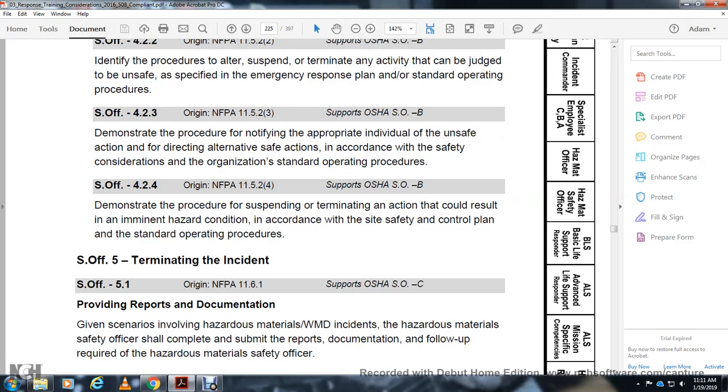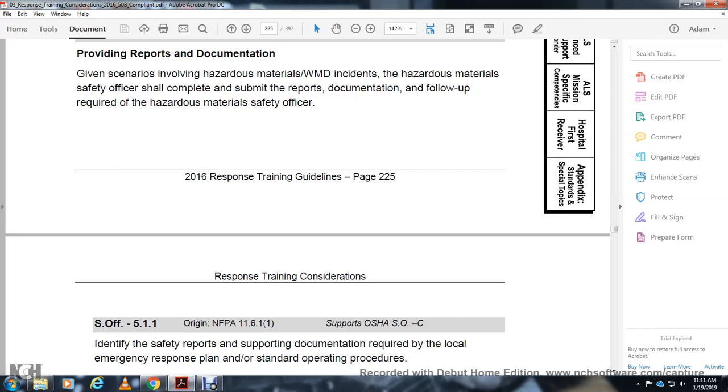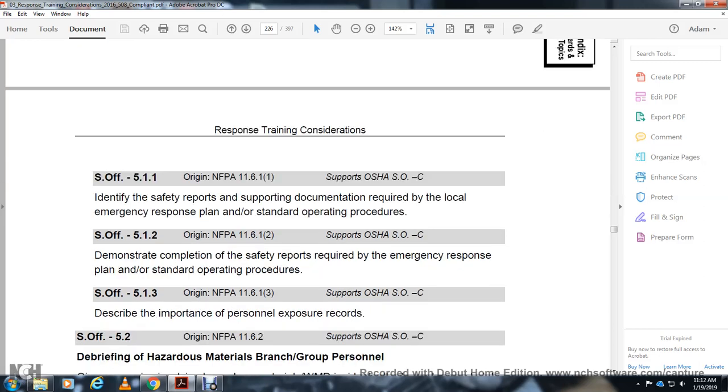Terminating the incident and providing report documentation. Given a scenario involving a hazmat weapon of mass destruction incident, the hazmat safety officer completes and submits the report documentation as required. Develop the safety report and supporting documentation required by the local emergency response plan and standard operating procedure. Demonstrate competency by completing the safety report as required. Describe the importance of personal exposure records.